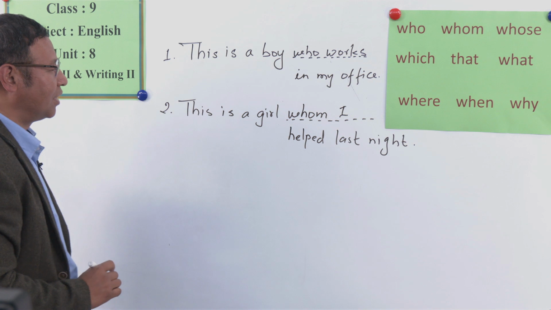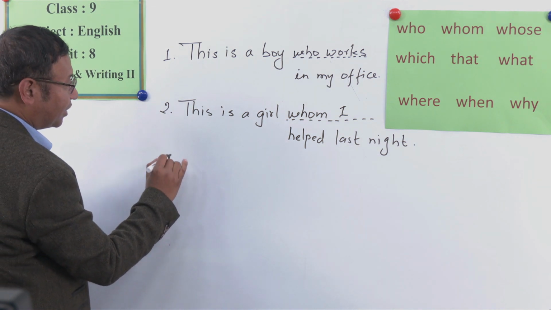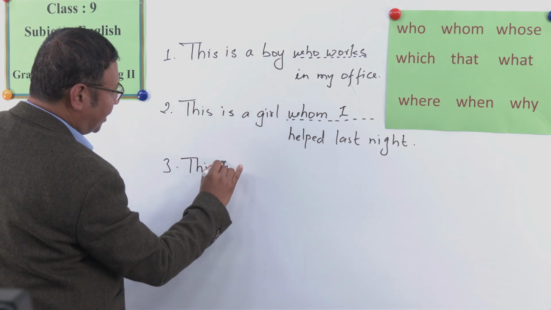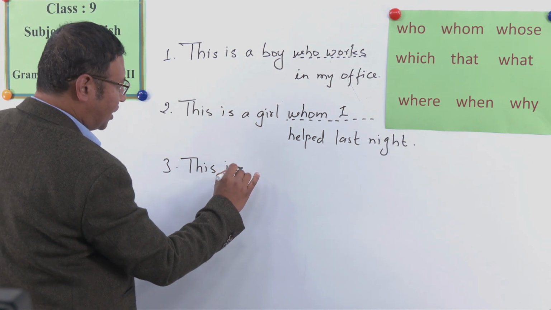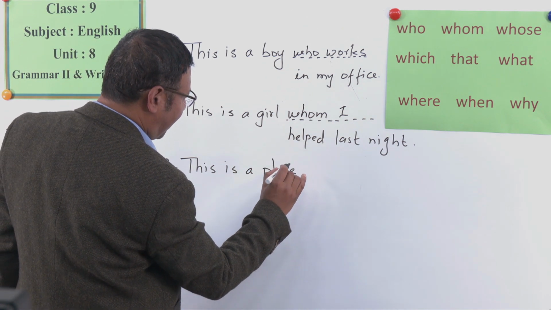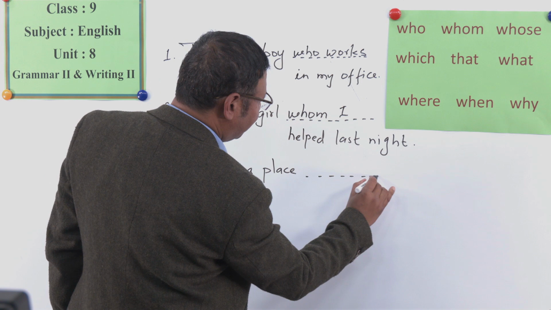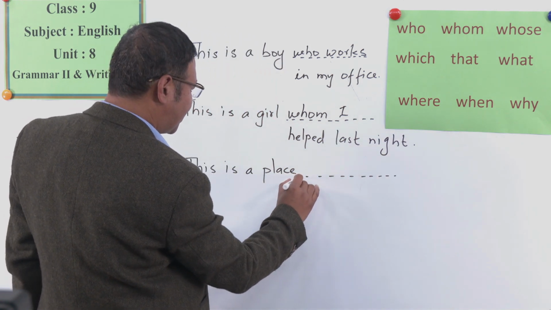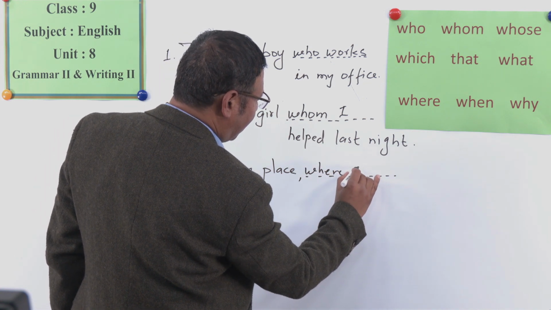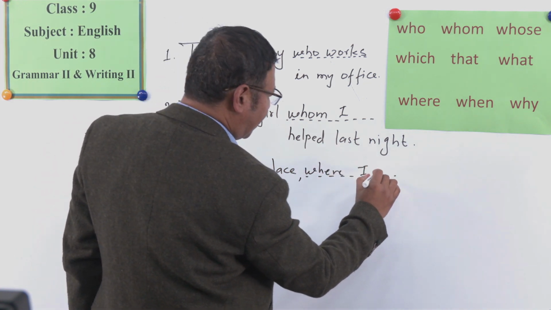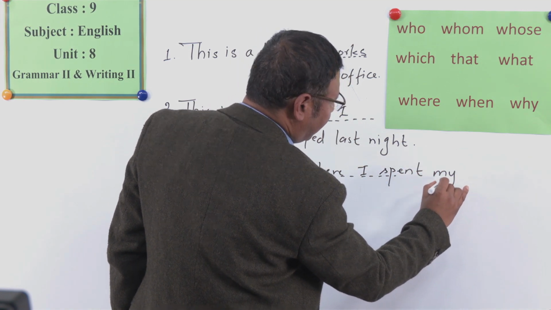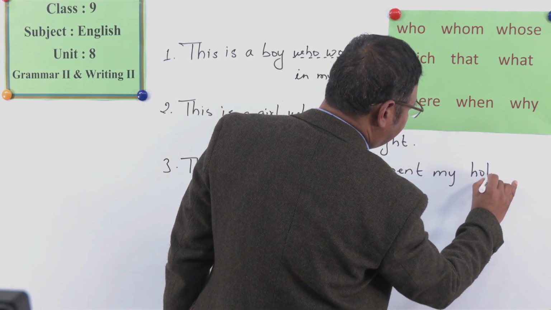All right. So number 3, this is a place. Can you fill in the blanks? This is a place where I spent my holidays.